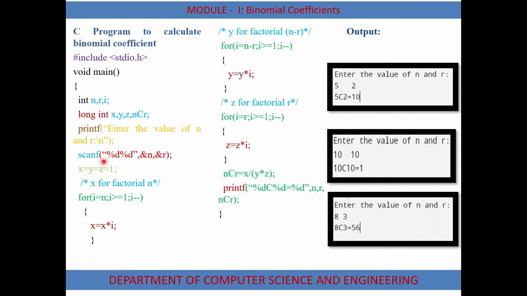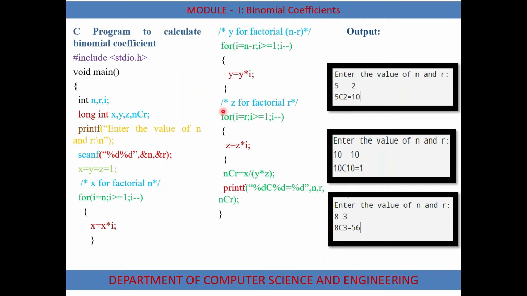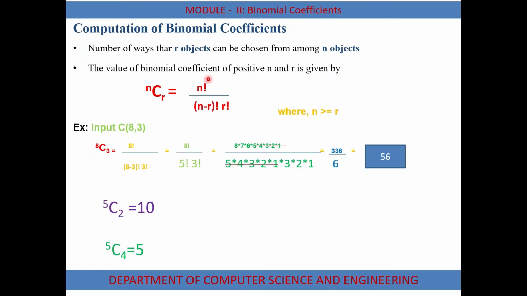The initial value of all these terms, that is n factorial, n minus r factorial and r factorial, is equal to 1. So here we are considering x for factorial n. That is, calculate x as factorial. So first we are going to calculate this term n factorial. For this n factorial we have considered the variable x.